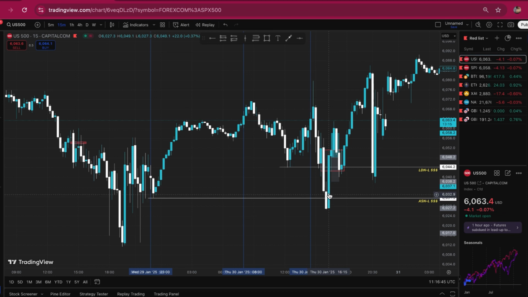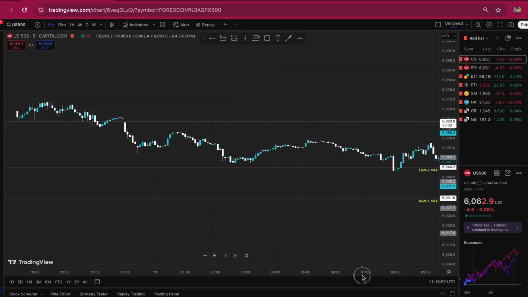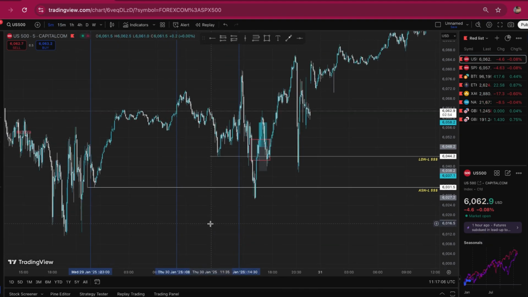and then it created the system. Now I'm on the 15 right now. I might move, I'll go down to the 5 just so you can see exactly how we played. Daily bias bullish, London low, Asian low, they got swept, as you can see.